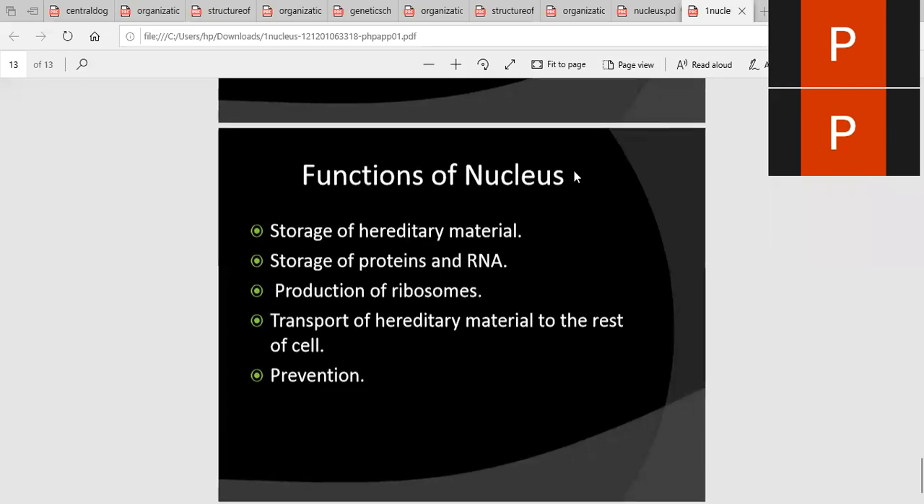So what is the function of the nucleus? You should know that it is a storage of hereditary material. It is also a storage of proteins and RNA, and from that point of view storage is mainly important. It also transports the hereditary material to the rest of the cell. The nuclear pore has an important function in transferring the genetic material to the rest of the cell and cytoplasm for the successful metabolism of the cell.